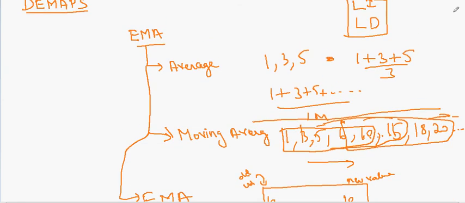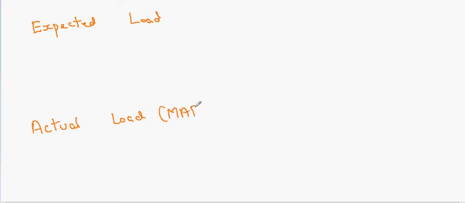Now let's see how it is used to calculate the load increase and load decrease tendency. We have seen that we had two words, that is expected load and actual load. These are of each MAP, mobility anchor point: the expected load and actual load of the MAP.